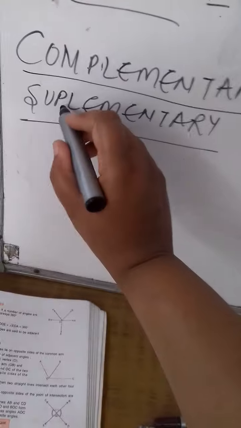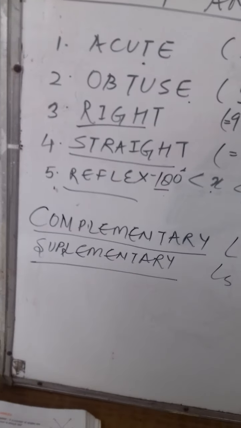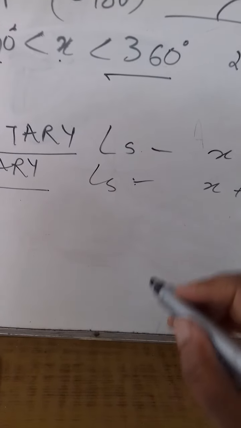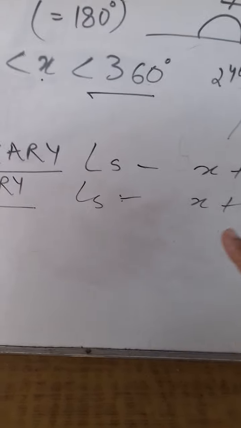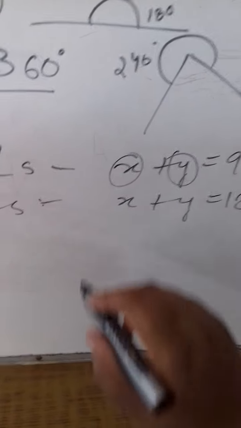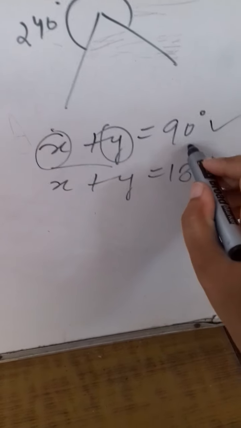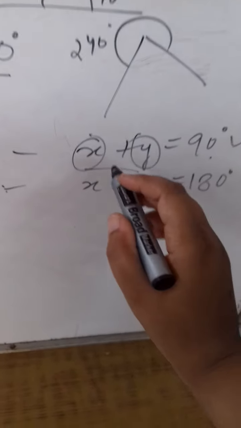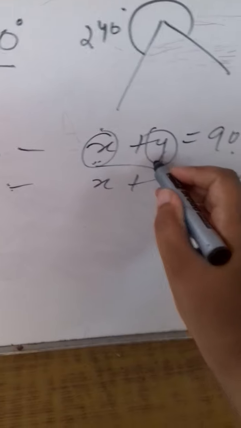Then come 2 more topics, that is complementary angles and supplementary angles. Now what are complementary angles? If there are 2 angles and their sum is exactly 90 degrees, then they are called complementary angles. For example, one angle is X, another angle is Y, and their sum is exactly equal to 90 degrees, then they are called complementary angles, and each one of them is called the complement of the other. Meaning X is the complement of Y and Y is the complement of X.